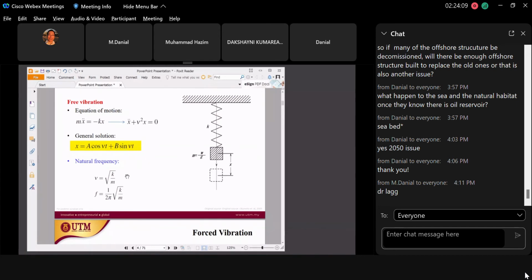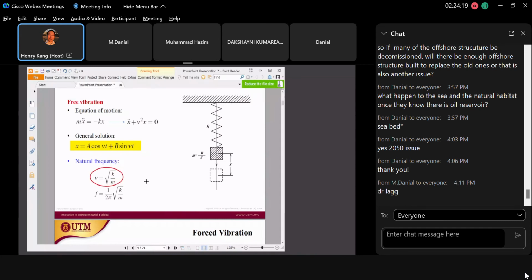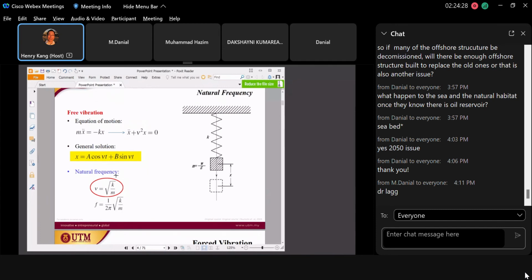Finally, we know that the natural frequency omega is equal to the square root of K over M, where K is the stiffness and M is the mass. In the exam, I will give you some calculations, but normally I will give you the equation as well. So you don't need to memorize equations, but you need to understand how to use the right equation for the right calculation.